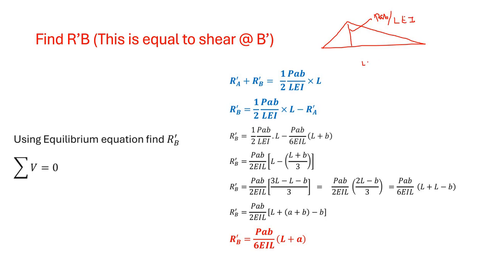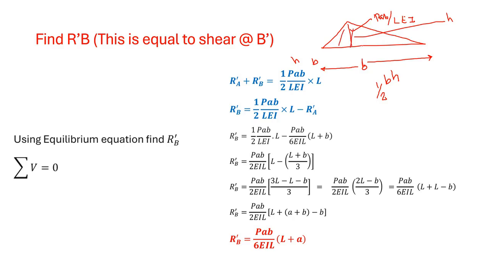Now the triangle is having a length of L and this is the height. So you can see that half into this length, you can take it as B. So we know that the area of the triangle is half into base into height, which is represented by PAB by LEI as height, and here this length is nothing but B. So this is half into B into H. That's the total area of the triangle, which represents the total load.